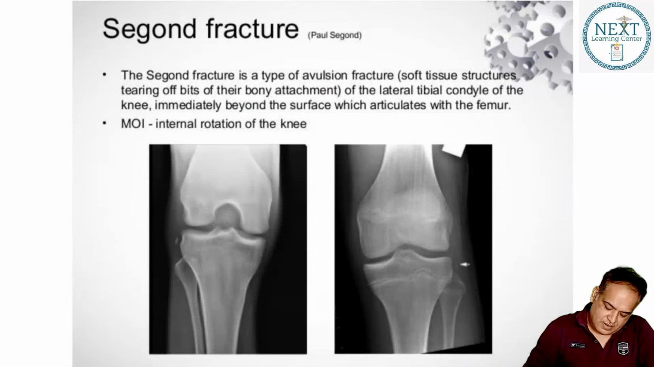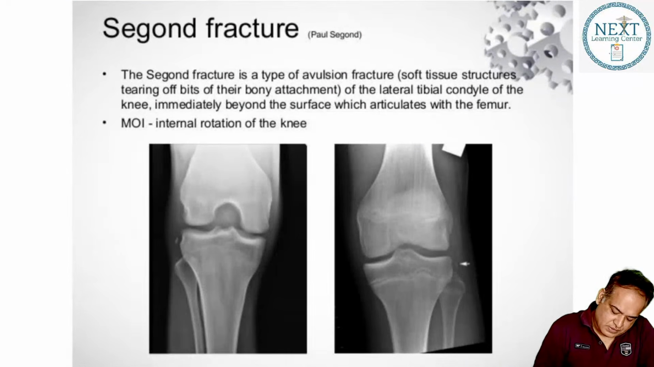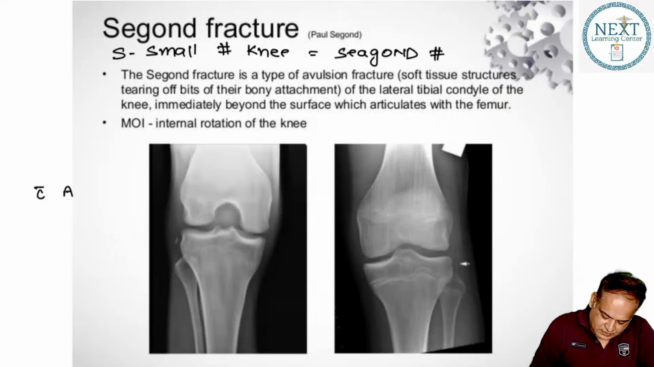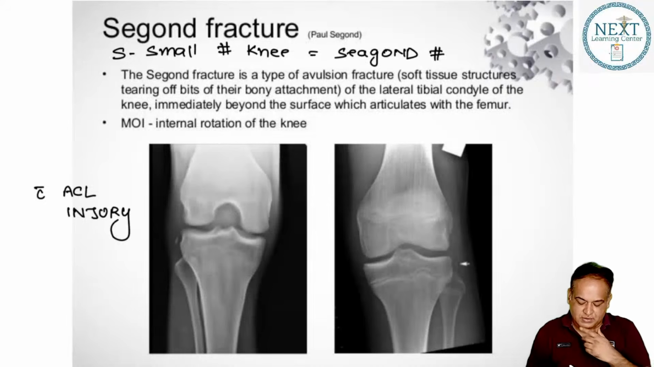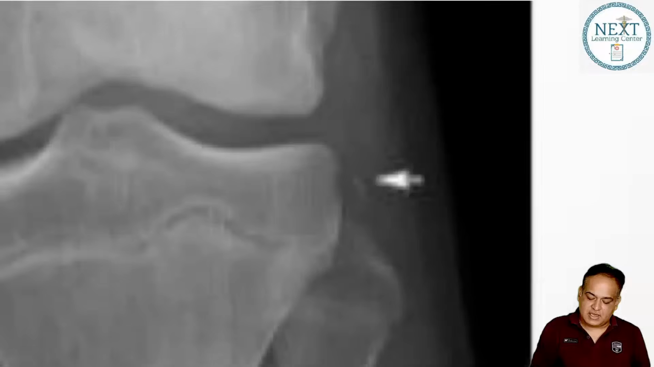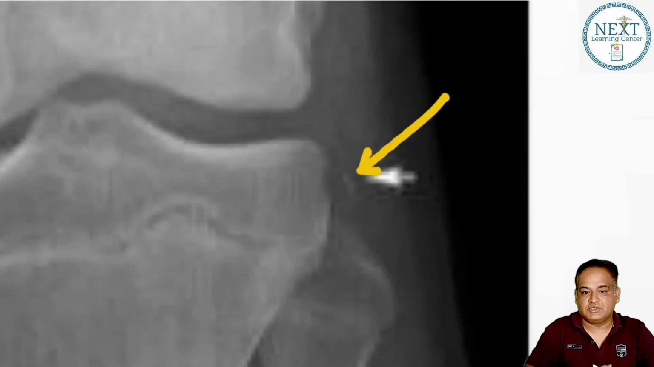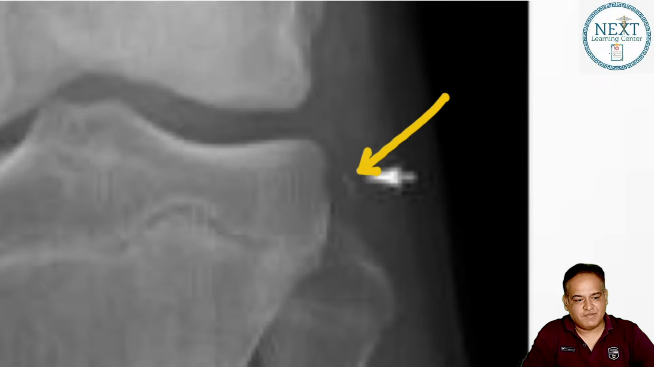Then S for second. So S means if there is a small fracture at the knee, that would be Segond fracture. Why is this important? Because this is associated with anterior cruciate ligament injury. Such a small fracture, barely visible, small fracture. Right.